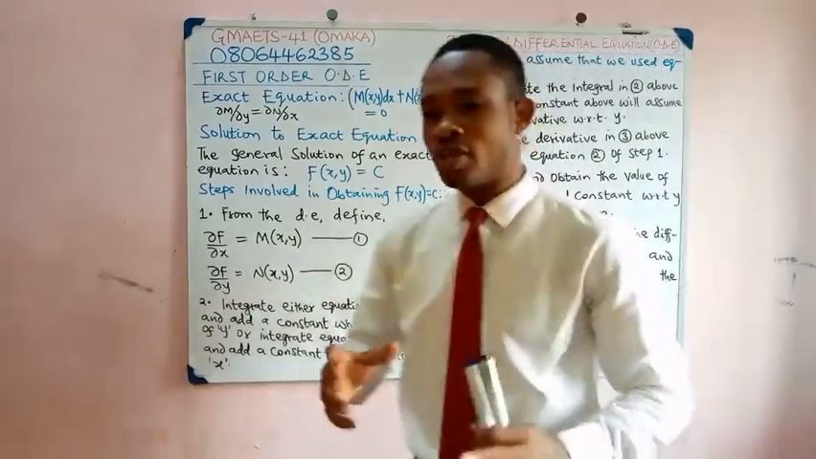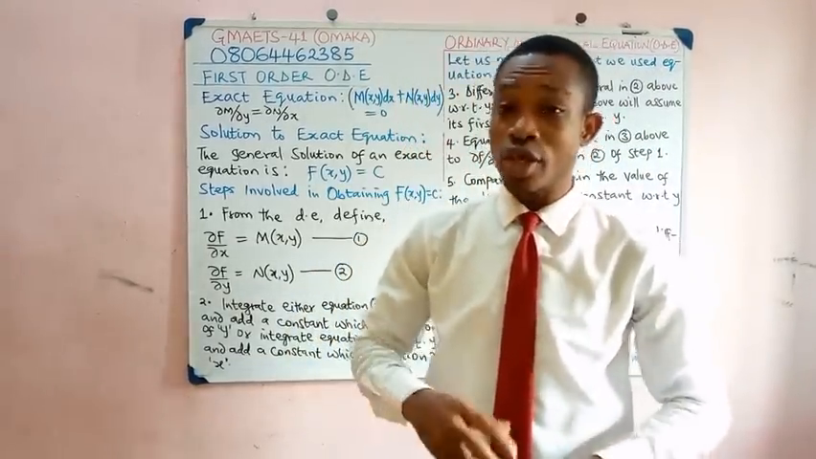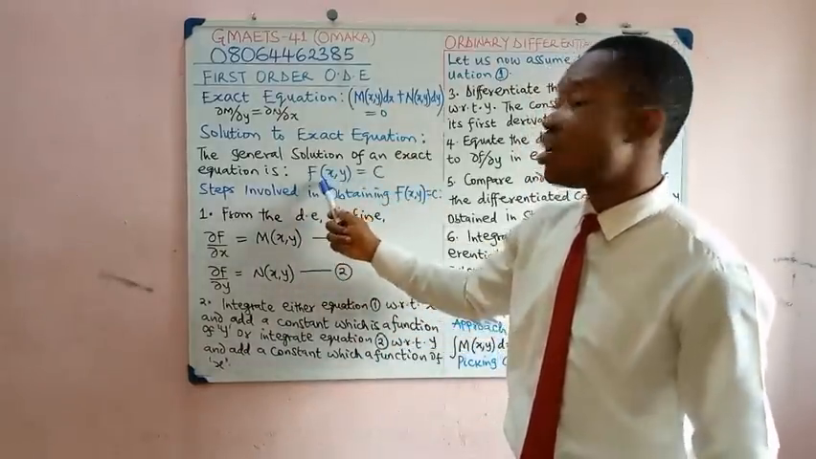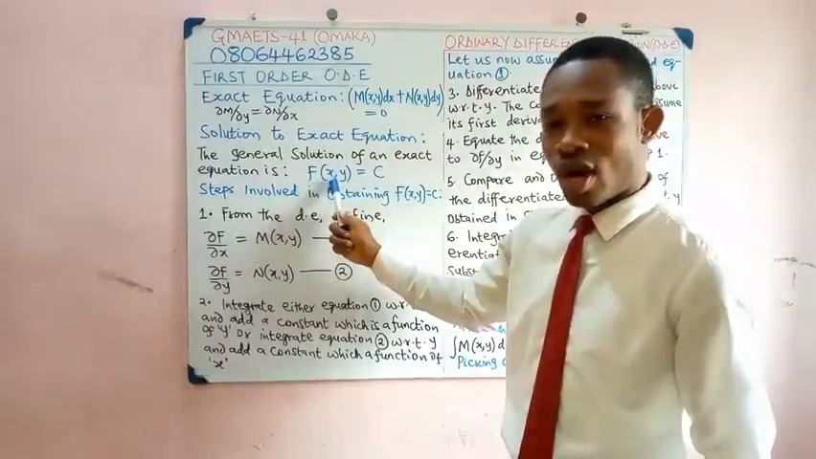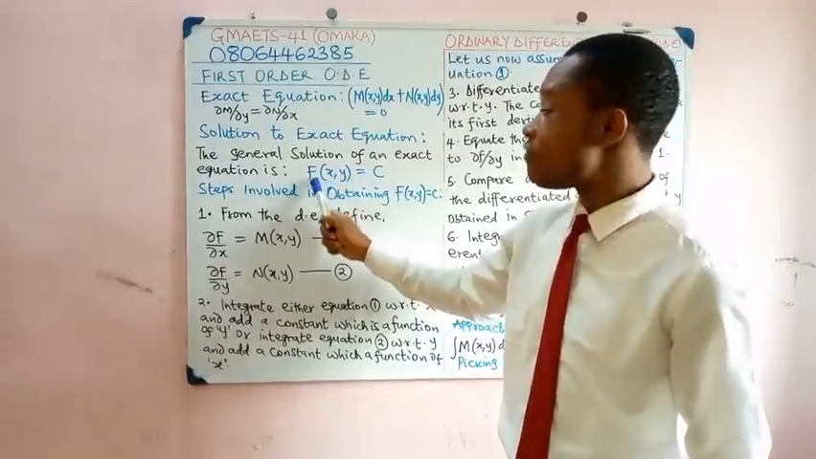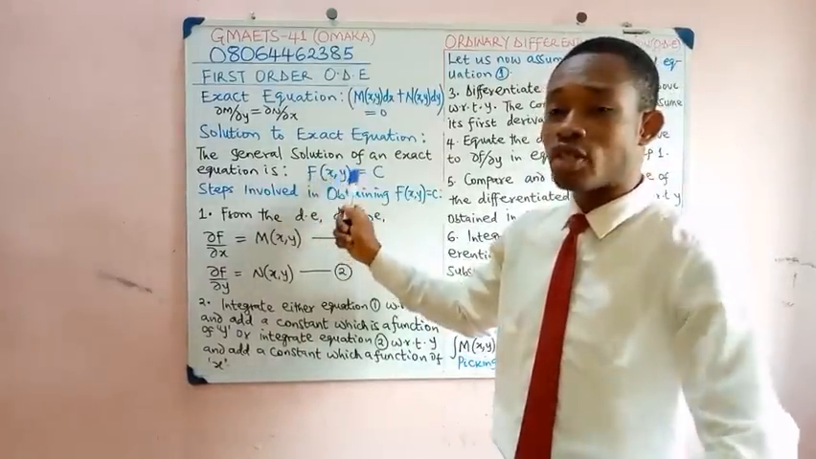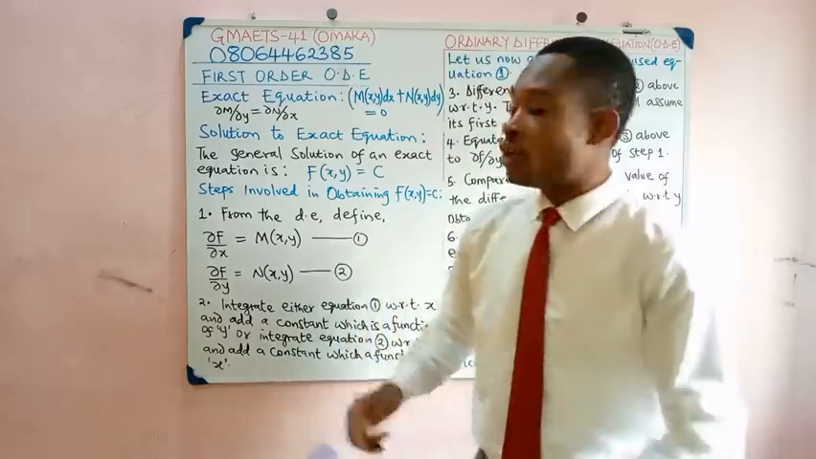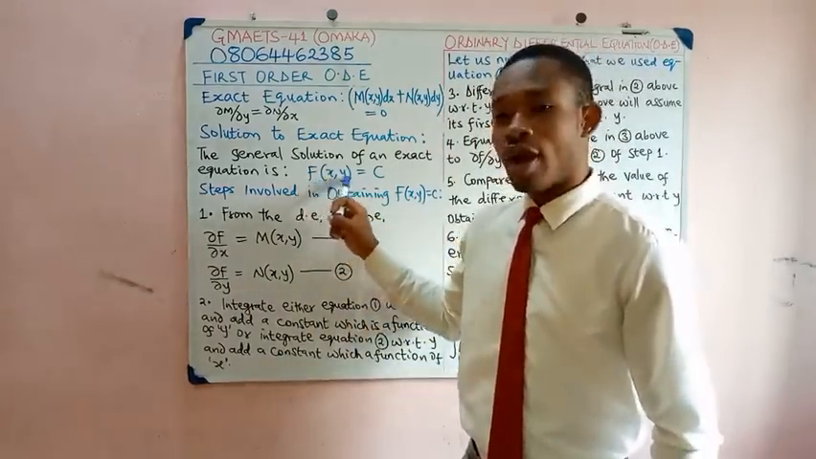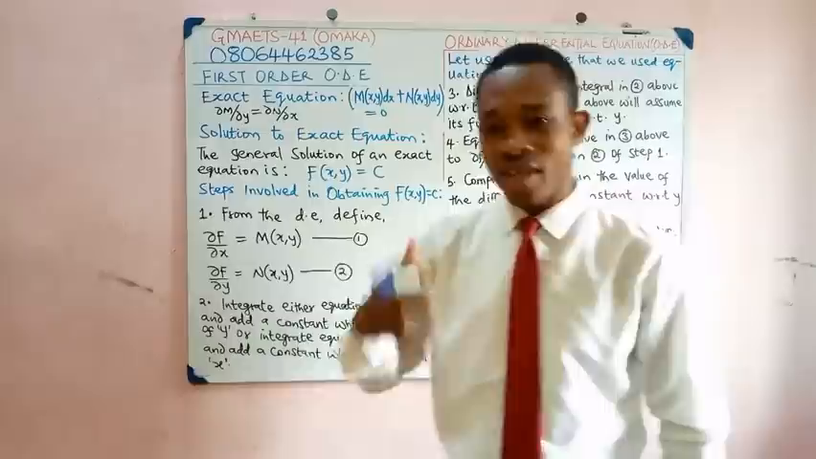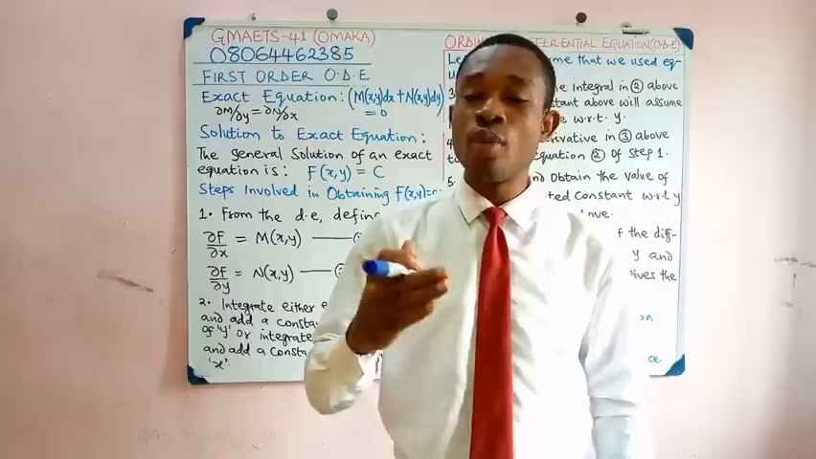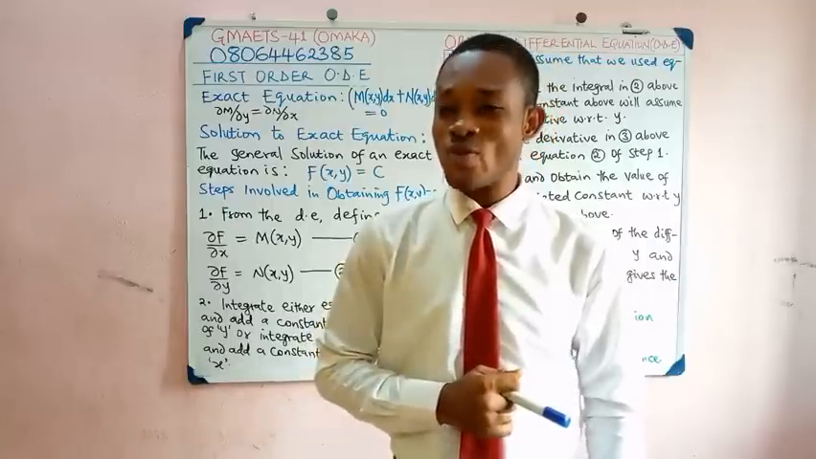Now, how do we obtain the solution to an exact equation? The general solution of an exact equation is giving us a function of x, y, which is equal to what? C. If you are solving an exact equation, all you are looking for is this function, this f of x and y. That is the solution of an exact equation. Now, the question is, how do we obtain that f of x, y?